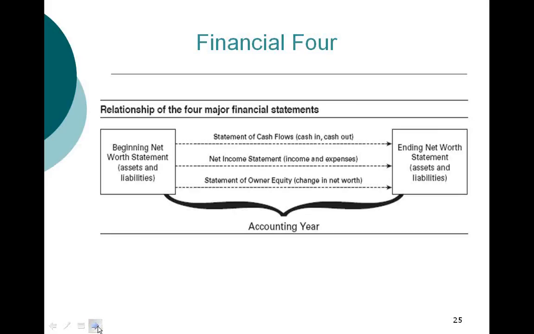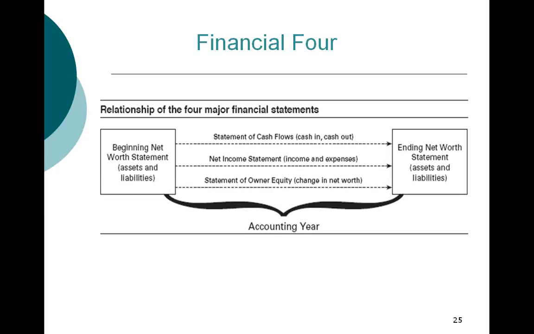That was interesting. This diagram gives a good indication of the relationship between these four financial statements. We begin with a beginning net worth statement, or balance sheet, which lists the assets and the liabilities of the business. The ending statement lists the asset and liability situation at the end of the accounting year.